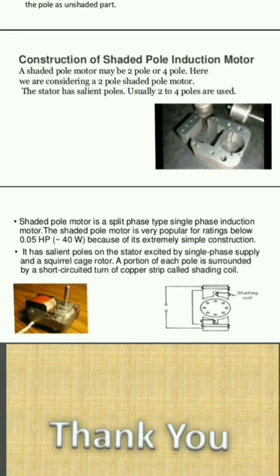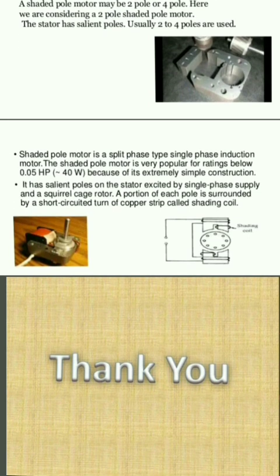Construction of shaded pole induction motor. Shaded pole motors may be two pole or four pole. Here we are considering a two pole shaded pole motor. The stator has salient poles, usually 2 to 4 poles are used. The shaded pole motor is a split phase type single phase induction motor. It is very popular for ratings below 0.05 HP because of its extremely simple construction. It has salient poles on the stator excited by a single phase supply and a squirrel cage rotor. A portion of each pole is surrounded by a short circuited turn of copper strip called the shading coil.